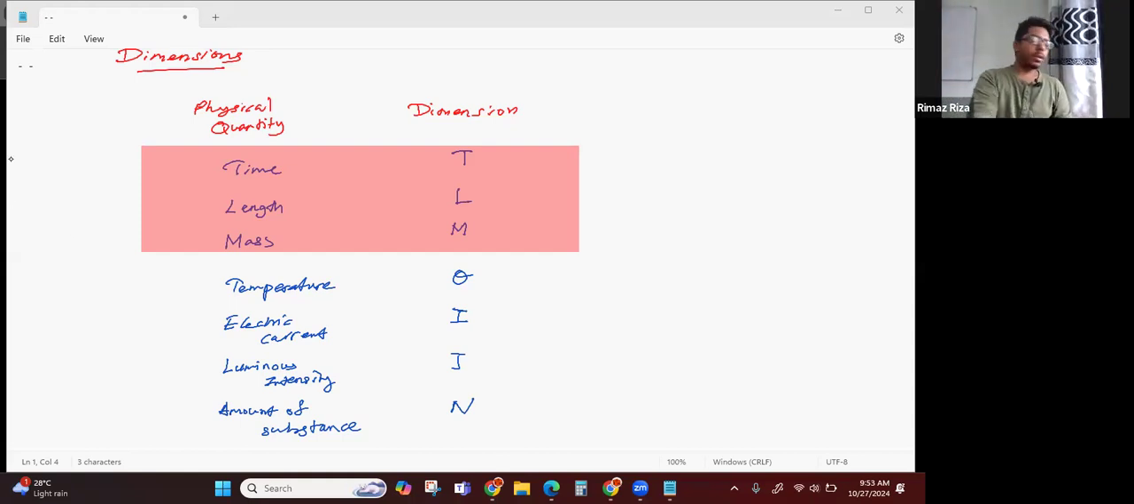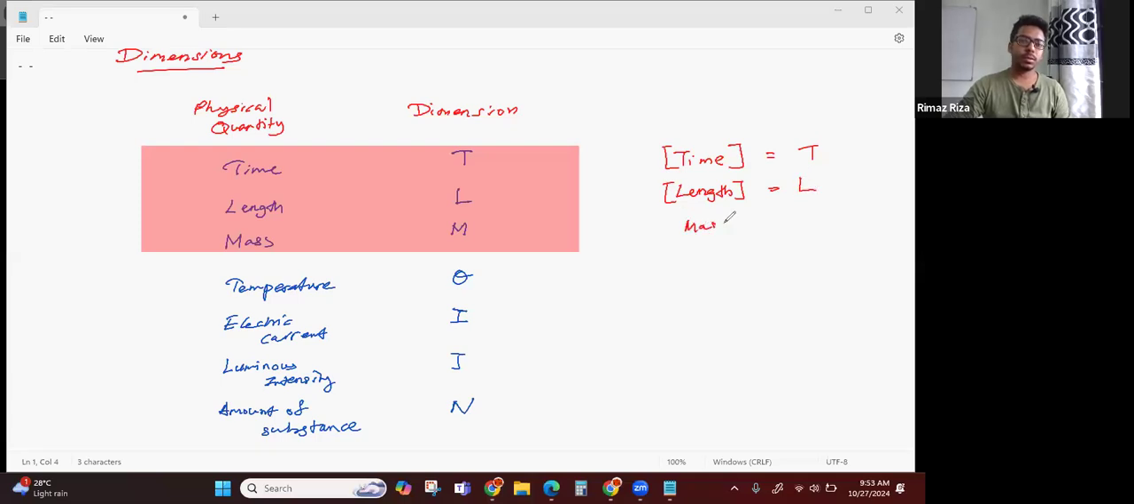Okay, good. So here, the notation of dimension is we write like this. We use a box bracket to denote dimension. So the dimension of time is capital T. The dimension of length is capital L.